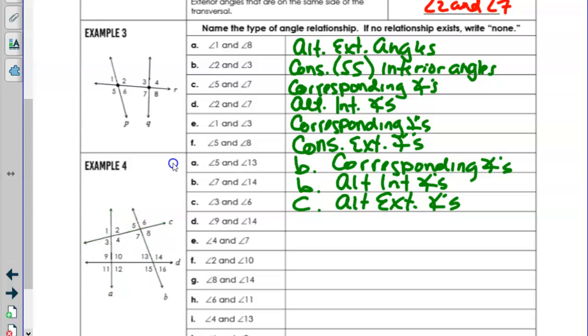The next ones are 9 and 14. 9 is made up of B and A. 14 is made up of D and B. What's my transversal? A. What do they have in common? Line or angles 9 and 14. Oh, B. And what type of angle pair are they? Same side exterior. Very good. Same side exterior. You said consecutive, that's fine.